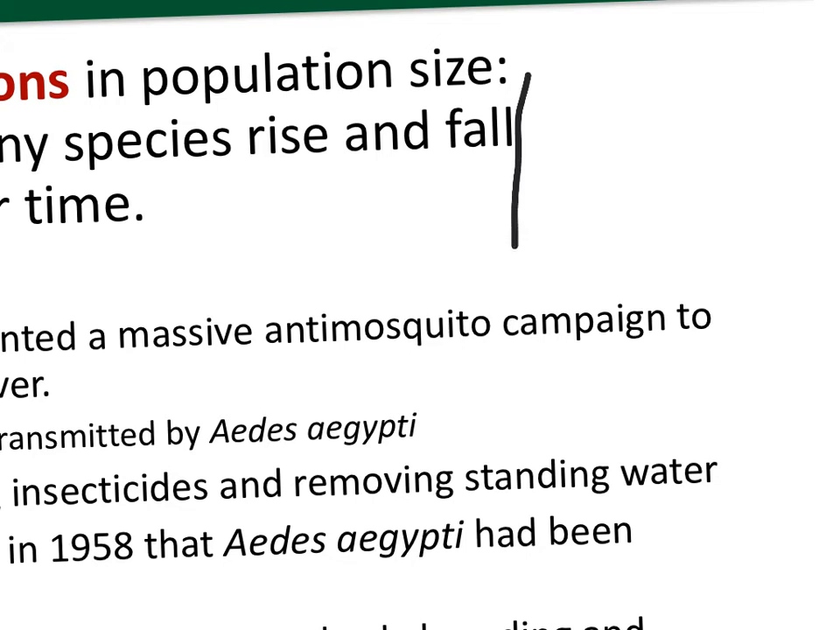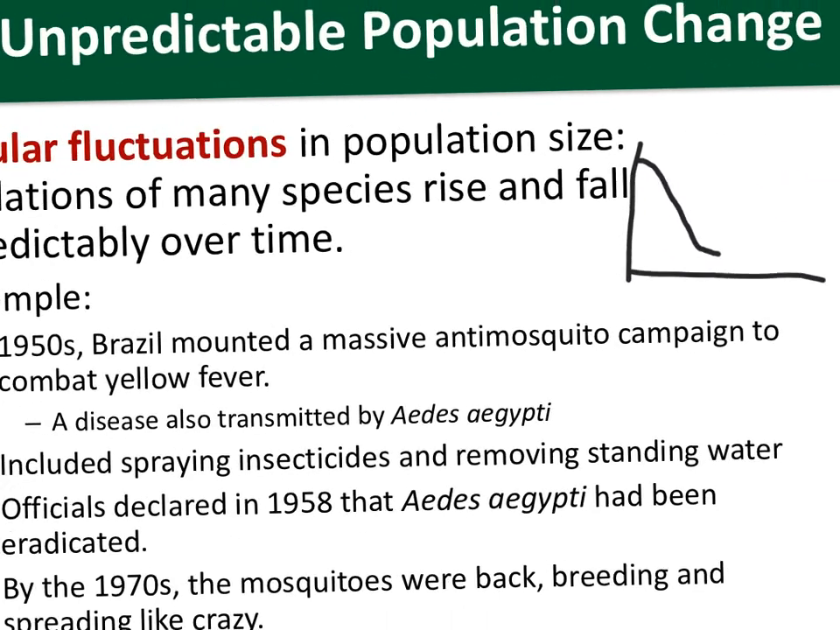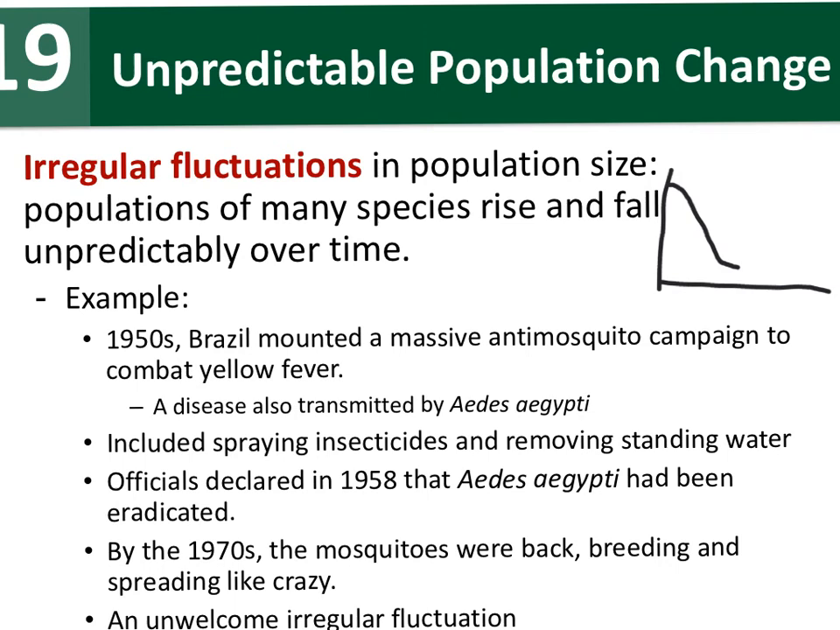Okay, so we had a population of mosquitoes and it declined. Disease also transmitted by these mosquitoes, yellow fever, also declined. They were spraying insecticides, removing standing water. Officials declared in 1958 the Aedes aegypti had been eradicated. Very low population size.